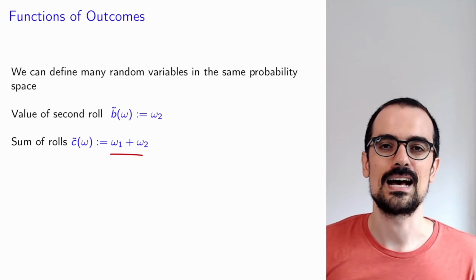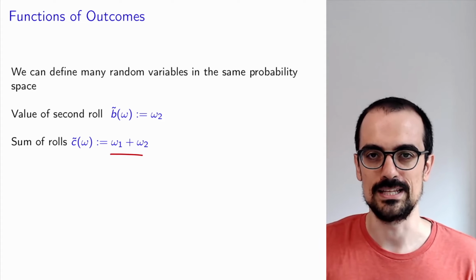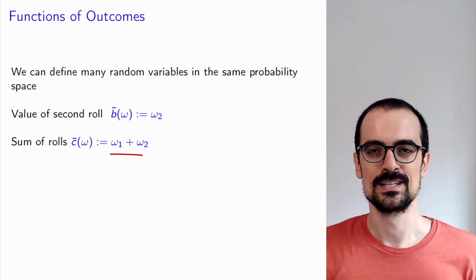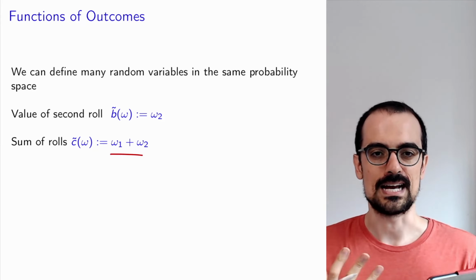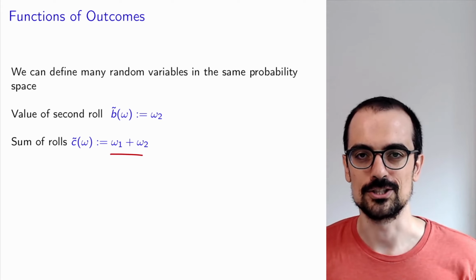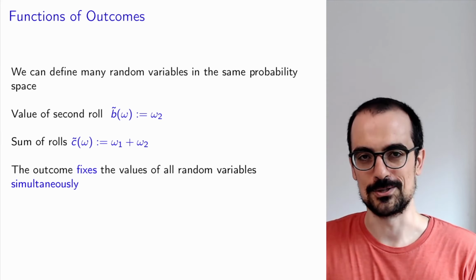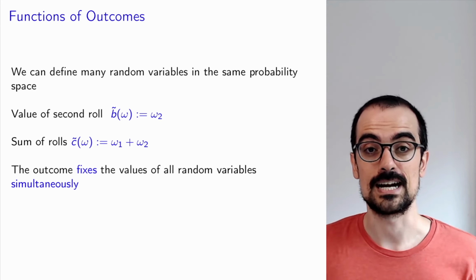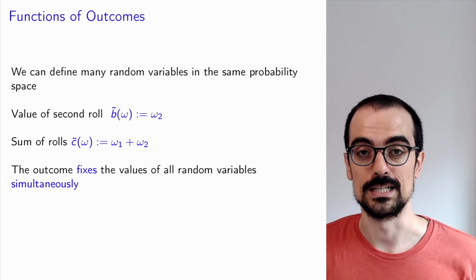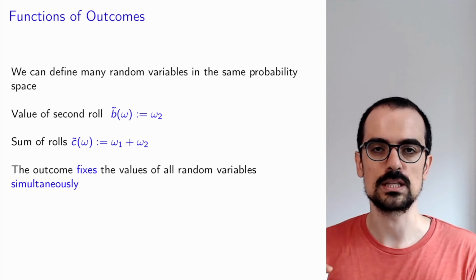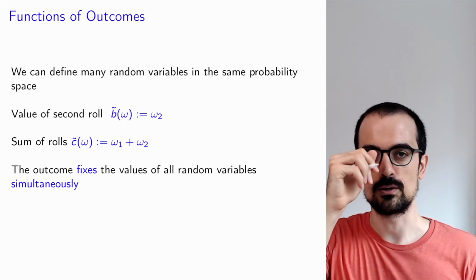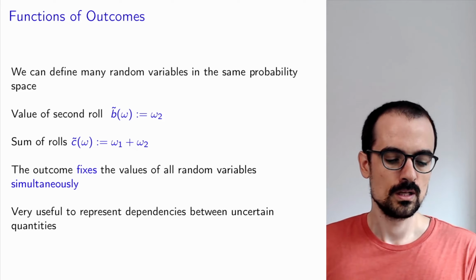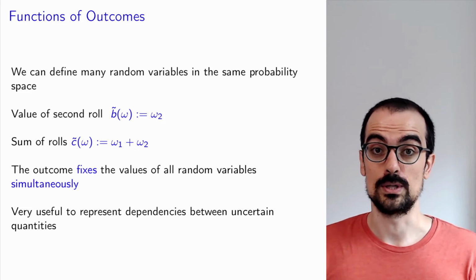So that you can start seeing how this allows us to model the dependencies between them. If this one is equal to this, then that one, what's the probability that this other one is equal to something else? That's the kind of thing that arises very naturally from this mathematical definition, even though it might seem a little bit obscure. So again, the outcome fixes all the values of all the random variables defined on that same probability space simultaneously. And that's really important. We're going to talk much more about this when we talk about models that contain multiple random variables. So it's very useful to represent dependencies between uncertain quantities.